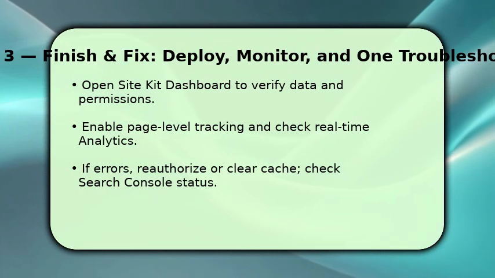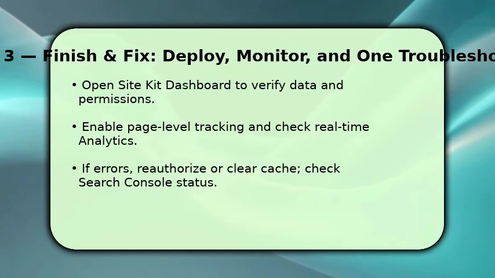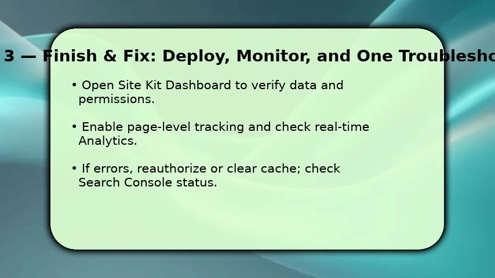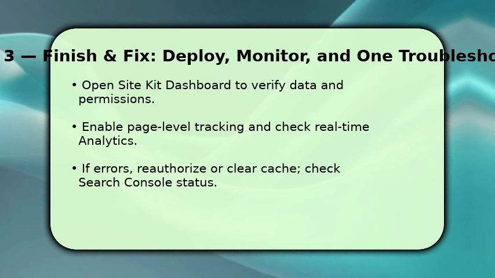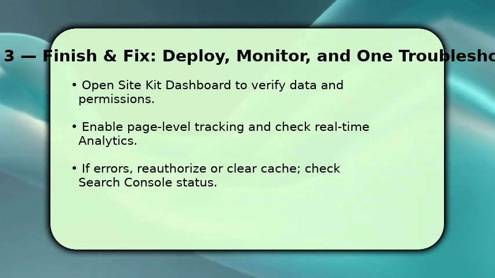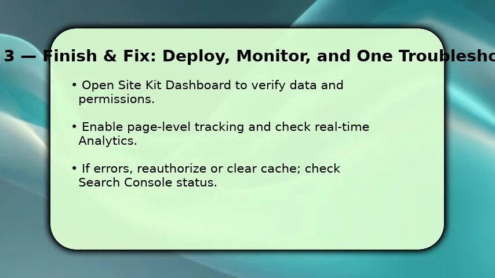You're almost done. Open the SiteKit dashboard and confirm that Analytics and Search Console show data. Check real-time reports to ensure tracking works. Enable page-level tracking or snippets if needed, and review the modules area for any warnings.